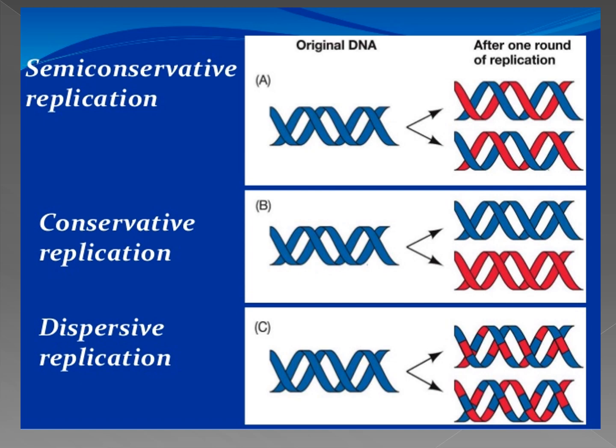In the dispersive model of DNA replication, the original DNA chain breaks and recombines in a random fashion after getting copied. Each individual strand is a patchwork of original and new strand. Out of this, the most acceptable model is the semi-conservative model, as it was experimentally proved by different scientists.